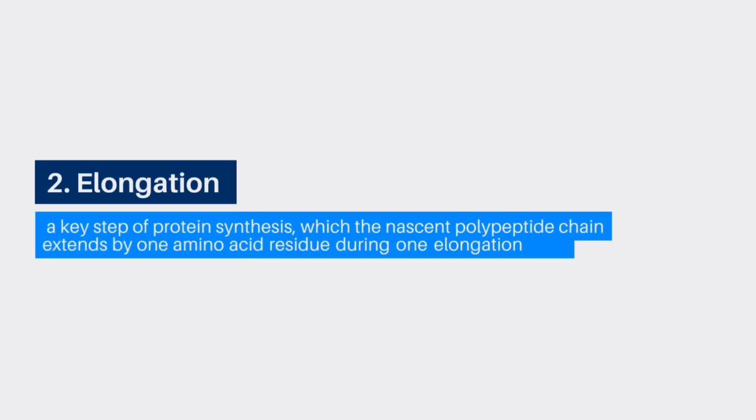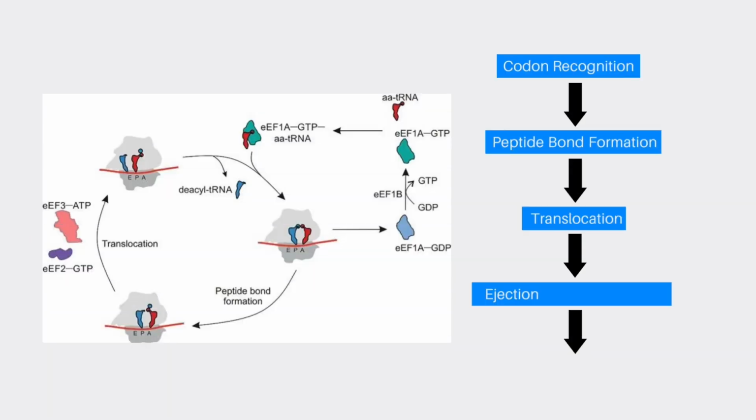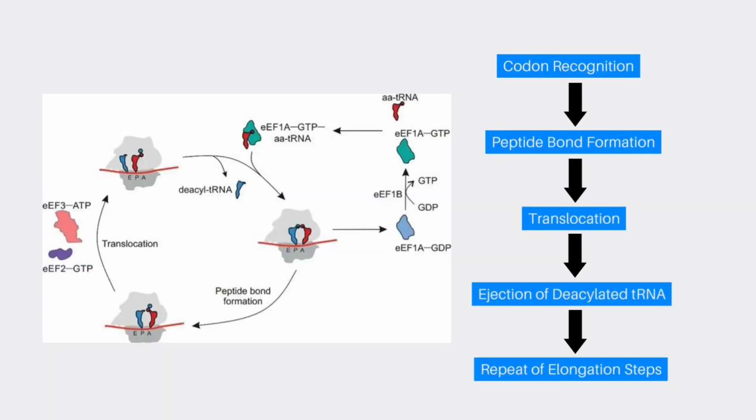After the initiation process, the elongation will continue. Elongation is the key step of protein synthesis, in which the nascent polypeptide chain is extended by 1 amino acid residue during 1 elongation cycle. Firstly, the codon recognition. As the codon has been identified, the peptide bond will form. After that, the translocation happens, then the acylated tRNA will be injected. It will be repeated to synthesize a whole protein.